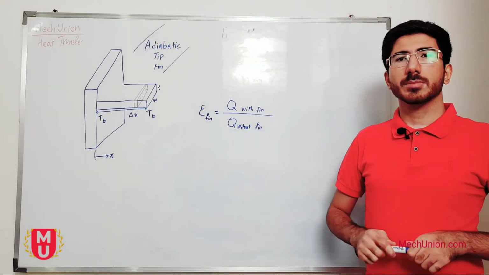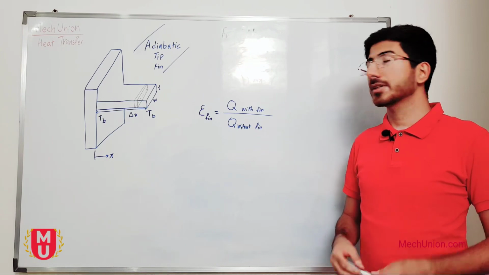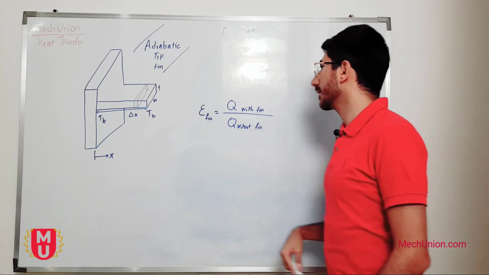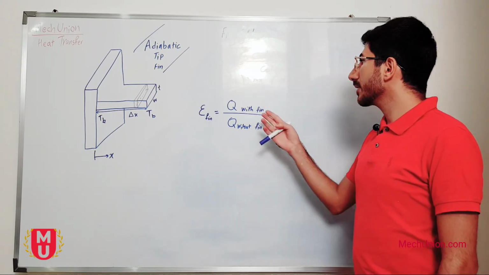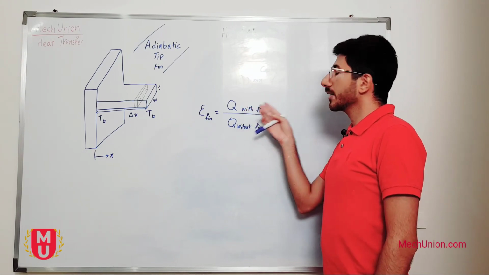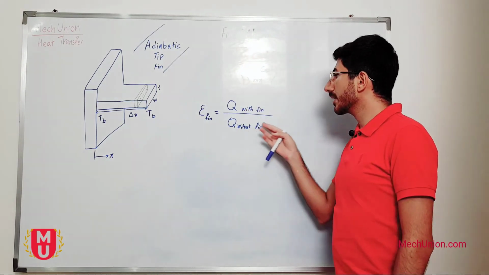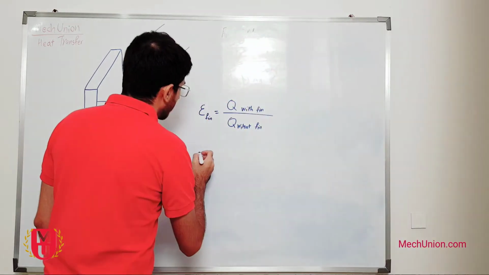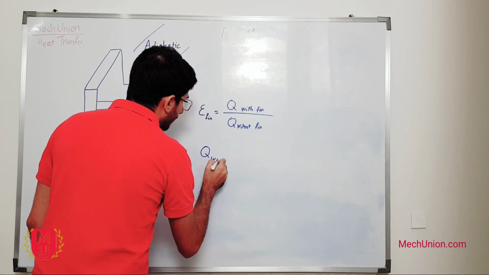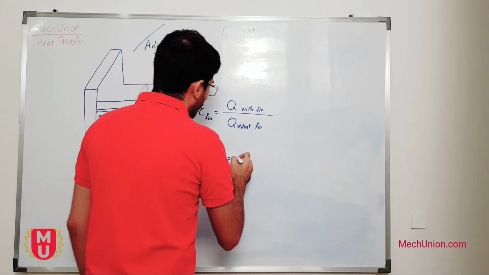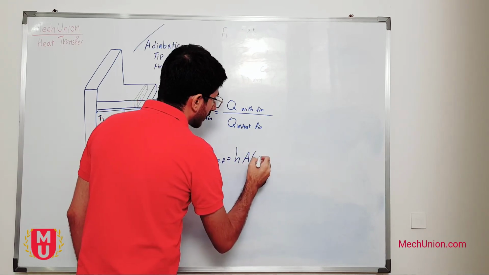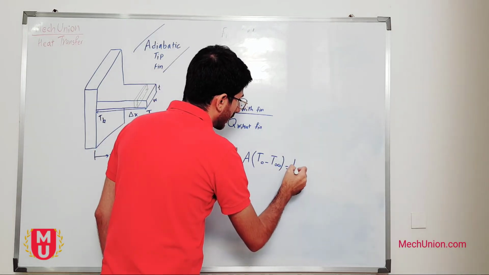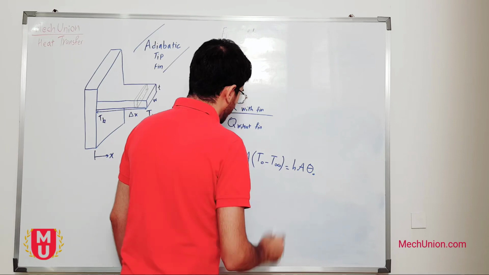One assessment of fin performance may be made by evaluating the fin effectiveness. It is shown by epsilon F, or epsilon of fin. That is the heat transfer rate of the constant base temperature over heat transfer rate that would exist without the fin. For the heat transfer rate without the fin, we had hA (T naught minus T of infinity), which will be hA theta naught.